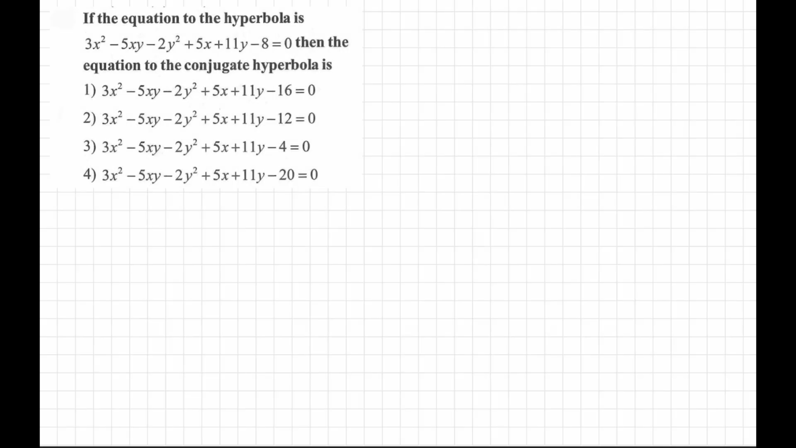In this example, it says if the equation to the hyperbola is 3x squared minus 5xy minus 2y squared and so on, then the equation to the conjugate hyperbola is. So let us begin with the solution. We know that the equation of hyperbola and the equation of its asymptotes, they differ by a constant.